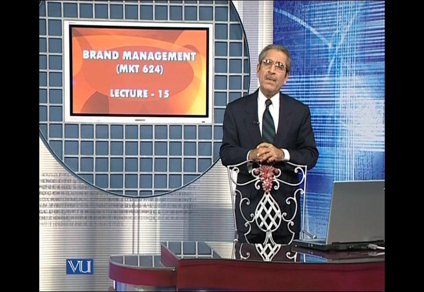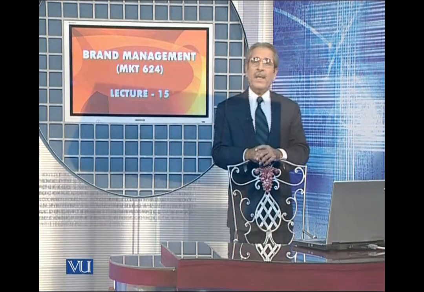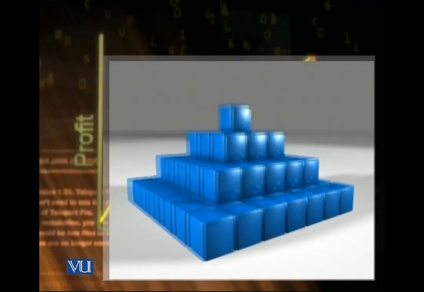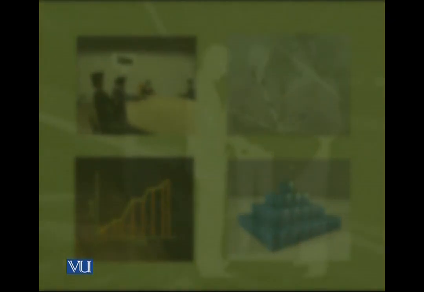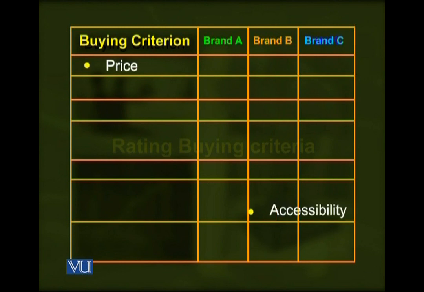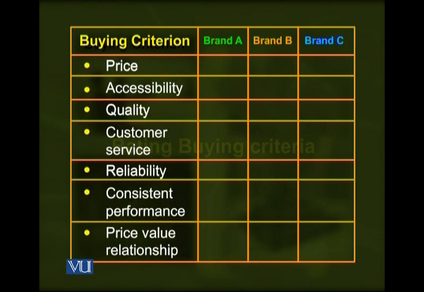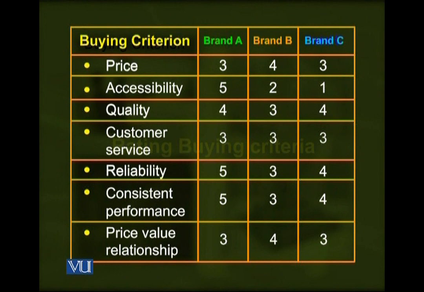So what we do is, while we rate the criteria, we mention a few attributes or characteristics that we think are very important to understand the strengths of our brand vis-a-vis competition. We draw a chart, or a grid. You can see from the screen that we have 6 or 7 criteria for buying, starting with price and going right down to price-value relationship. And then we have 3 brands. So you can compare your brand, which maybe is brand A, with, for example, 2 major players, brand B and brand C.